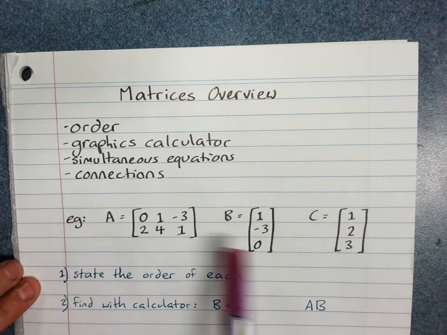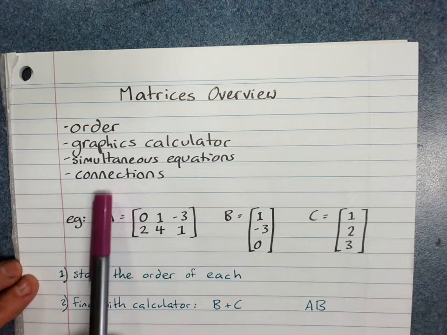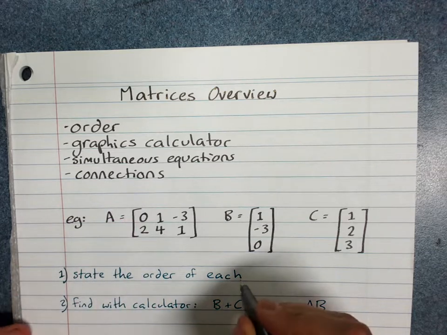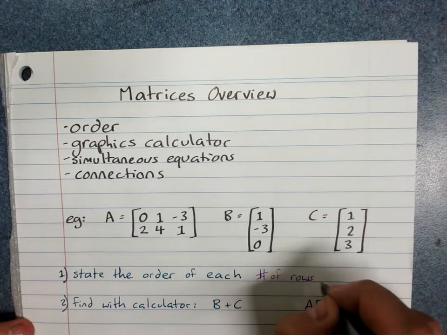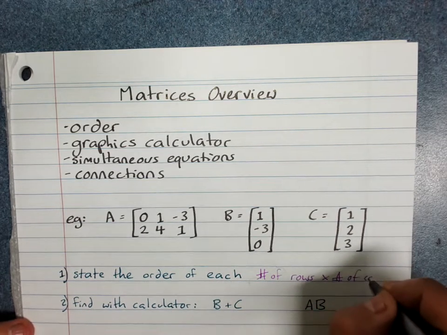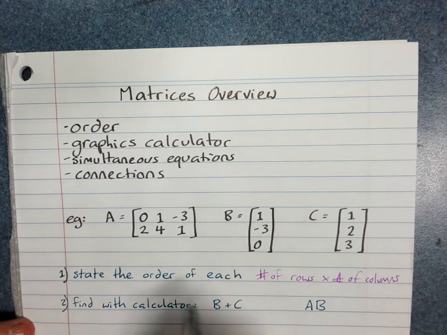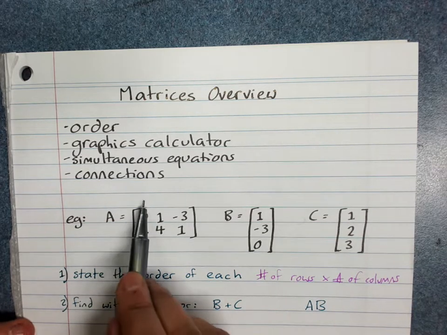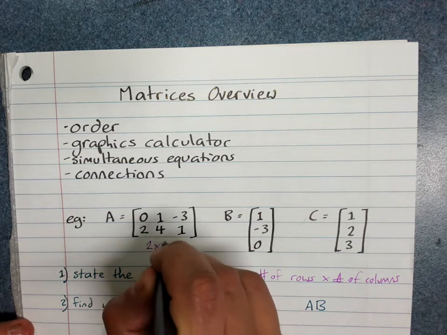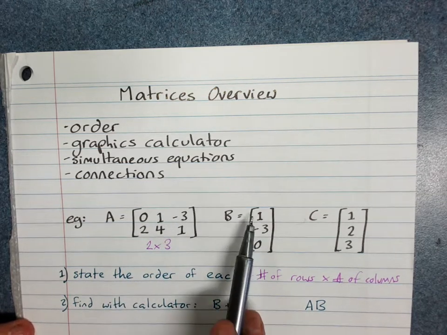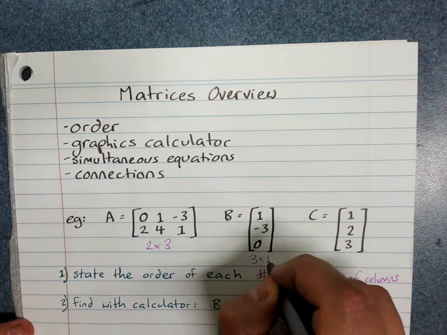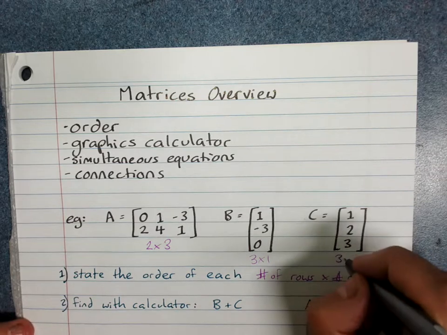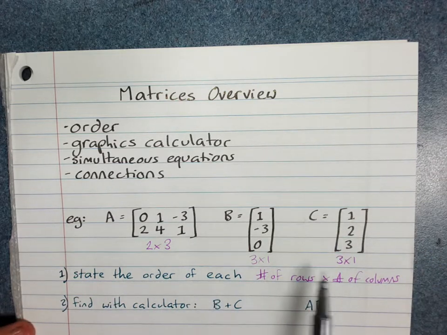So we've got three matrices here. Remember, matrices are named with a capital letter, and the order is the number of rows by number of columns. So there's 2 rows, 1, 2, 3 columns. This is a 2 by 3 matrix. 3 rows, 1, 2, 3, 1 column. This is 3 by 1. This is also 3 by 1. So you need to be able to identify the order of a matrix.